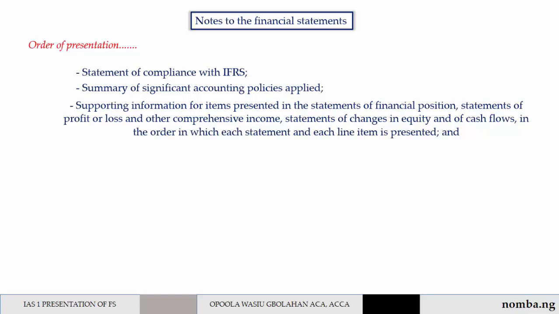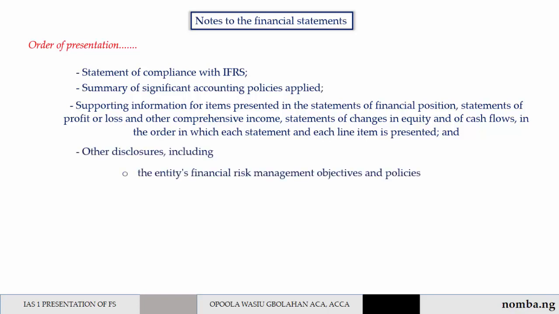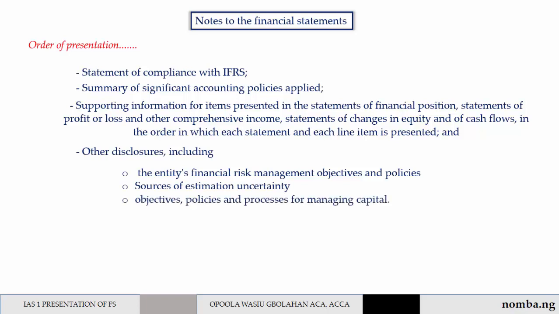And finally is other disclosures, including the entity's financial risk management objectives and policies, the sources of estimation uncertainty, and the objective, the policies and processes for managing capital. This is the order in which the notes to the account or the notes to the financial statement must be presented.